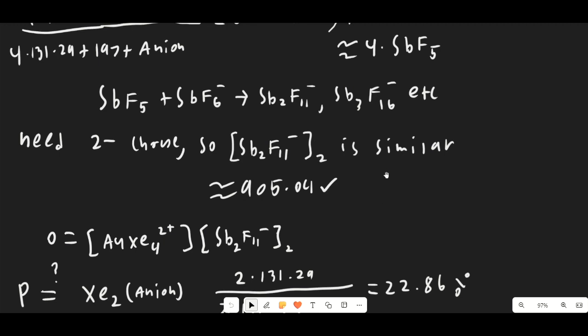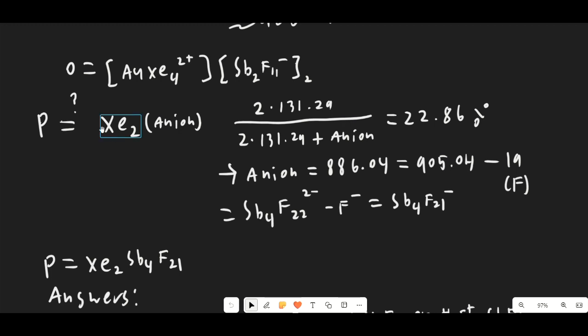So this is the anion, which absolutely seems wild. This tells us that compound O is AuXe4 2+, combined with Sb2F11 minus, 2. As for our other product, compound P, since we know Xe is in a +0.5 oxidation state, we can assume we're going to have an Xe2+ ion. That's just an assumption we're going to make here.